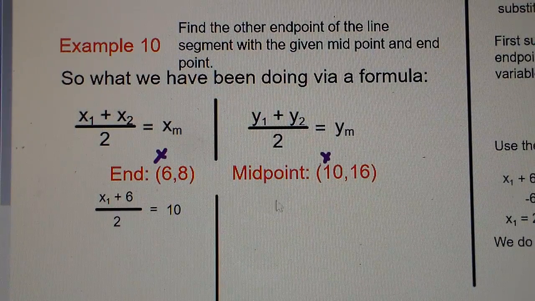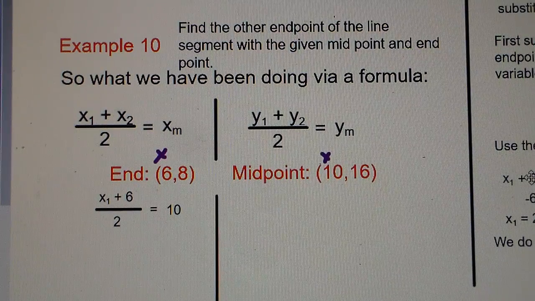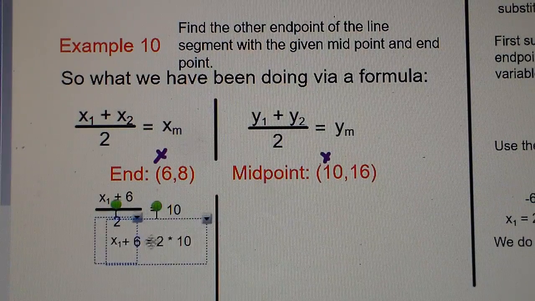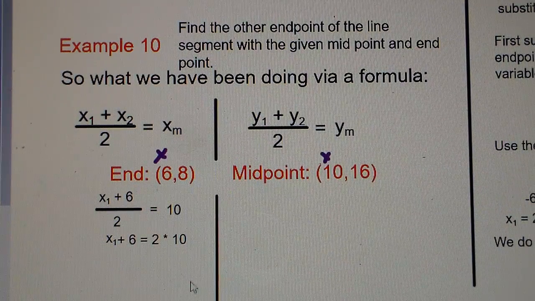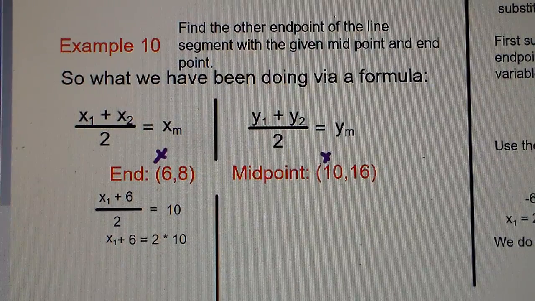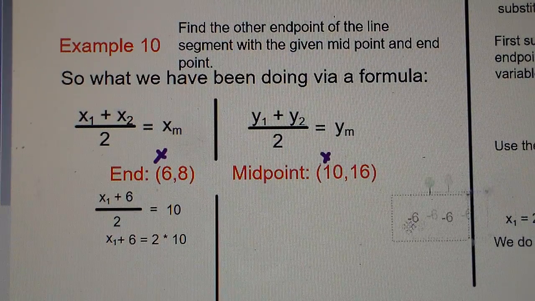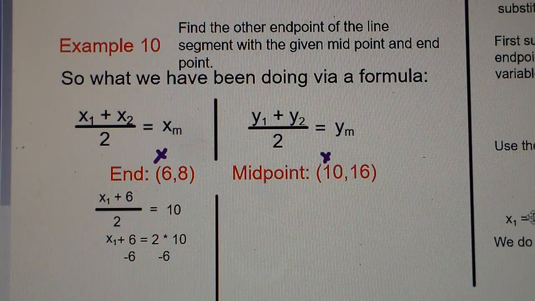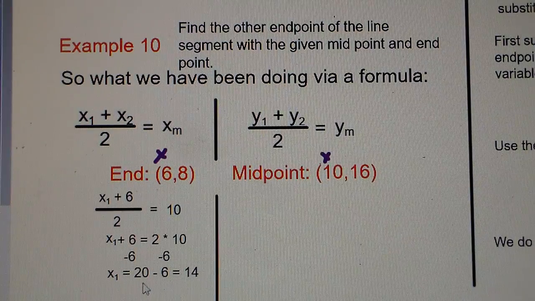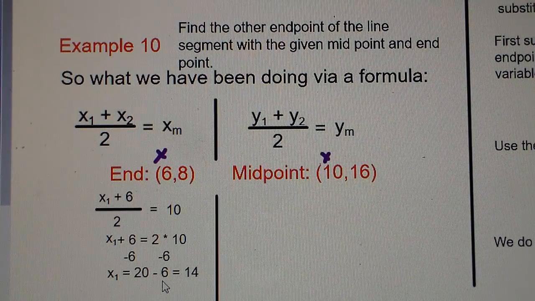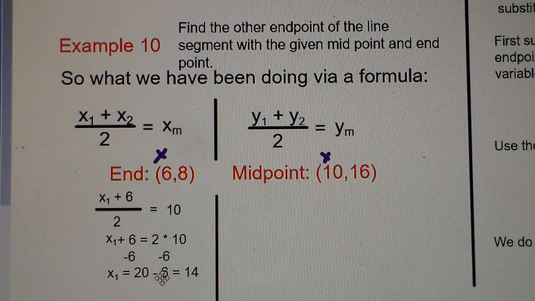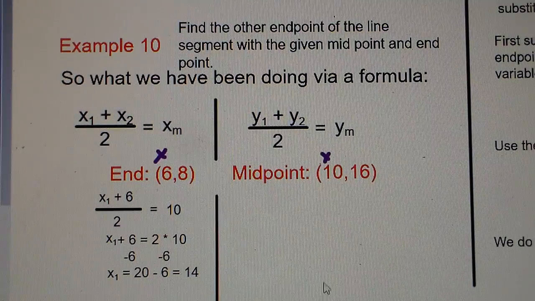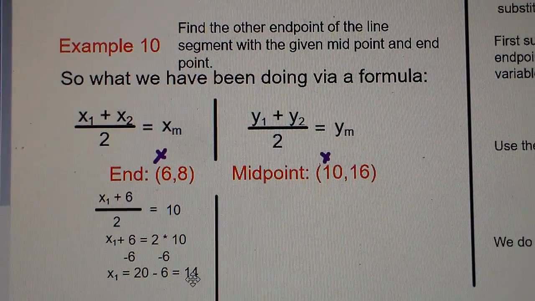We're then going to multiply by 2 to both sides. So we're going to get x1 plus 6 is equal to 2 times 10. We know 2 times 10 is 20. We're going to subtract 6 from both sides, and we're going to get our x1 is equal to 20 minus 6. Because 2 times 10 is 20, 20 minus 6 gets us 14. So our x1 value is 14. That's the other endpoint.